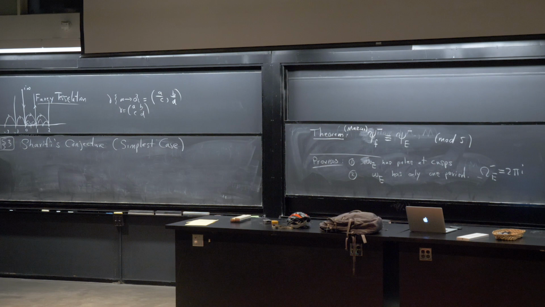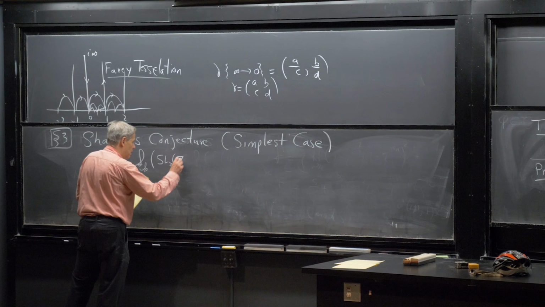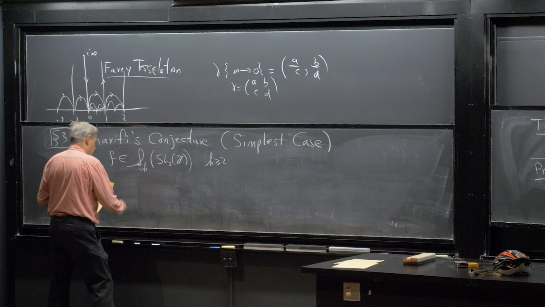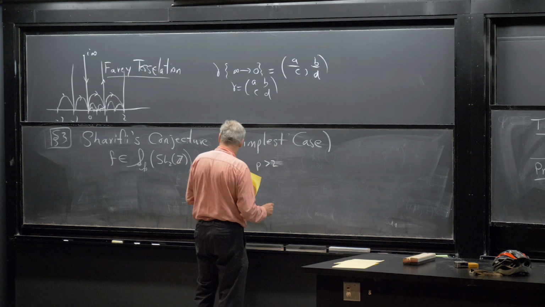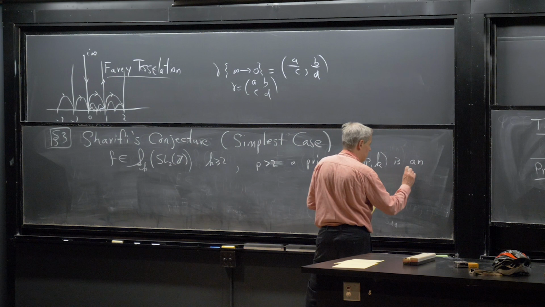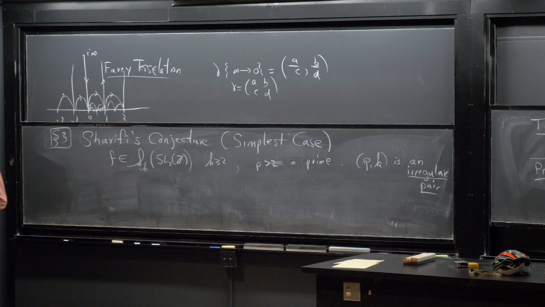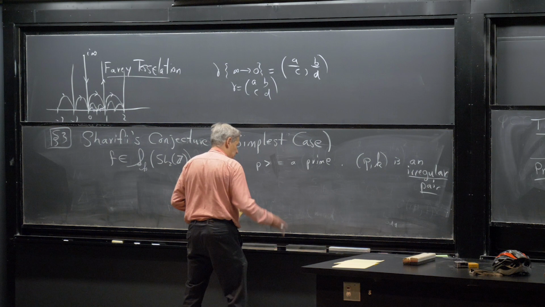So start with a cusp form on SL2(Z) of weight k, k greater than or equal to 2, and p a prime, it will always be greater than 2 for me, such that the pair (p,k) is an irregular pair. Now, I want p to be bigger than 2, I don't want to worry about small primes.